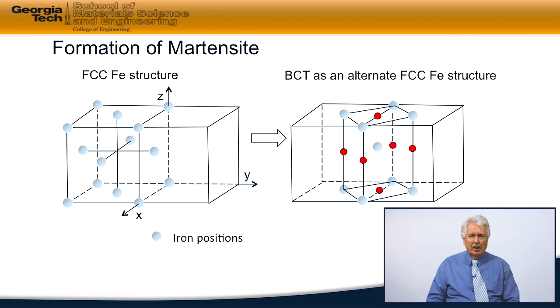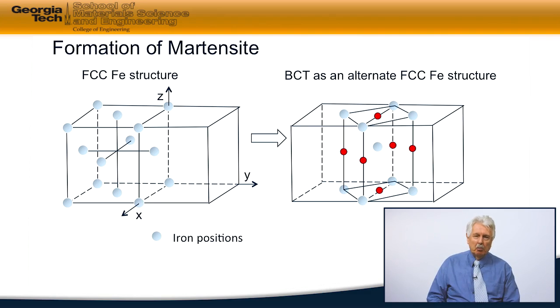What I've done in this particular figure is to make a structure which connects the locations of the surface and the corners and the bottom and top and the center position. And so what you see is, rather than an FCC description of the unit cell, what you have now is the body-centered tetragonal alternative form of the distribution of atoms that you have in the austenite.